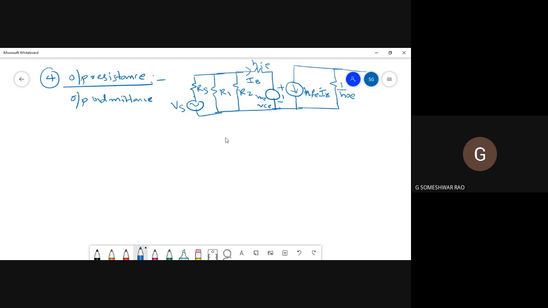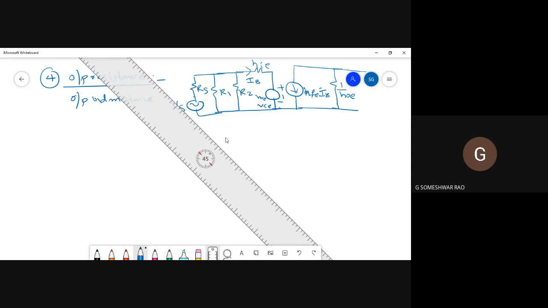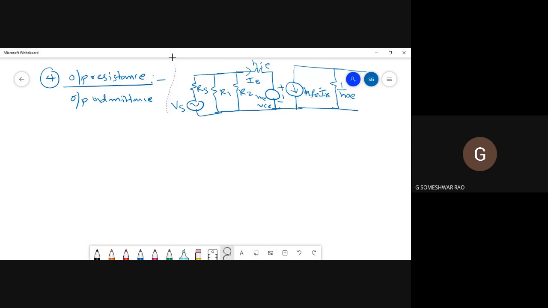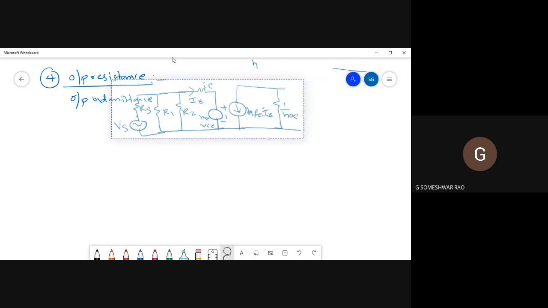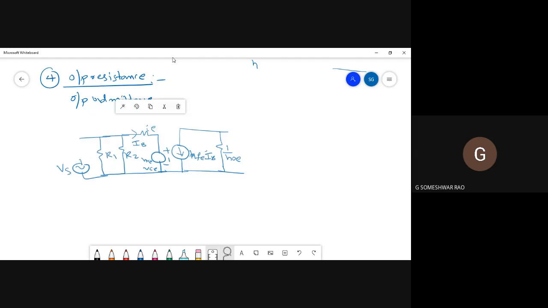Now across this, what do you have? This one is missing. Along with this, we will have the connection of this one. I just wanted to draw it here. So along with this, we have RC and RL, and the combination of these we are going to replace with RL dash. Is it okay?